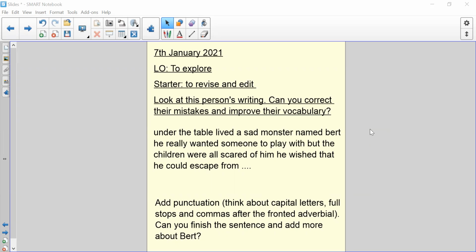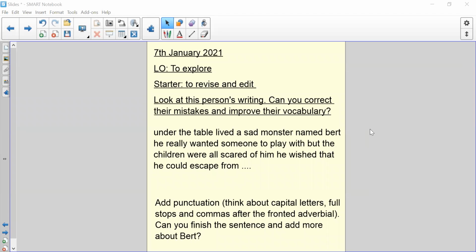Your starter is to revise and edit. What I would like you to do is look at this person's writing. I actually wrote it. Can you correct their mistakes and improve their vocabulary? So here is the writing. It is all different sentences, so you need to try and work out where the full stops go.